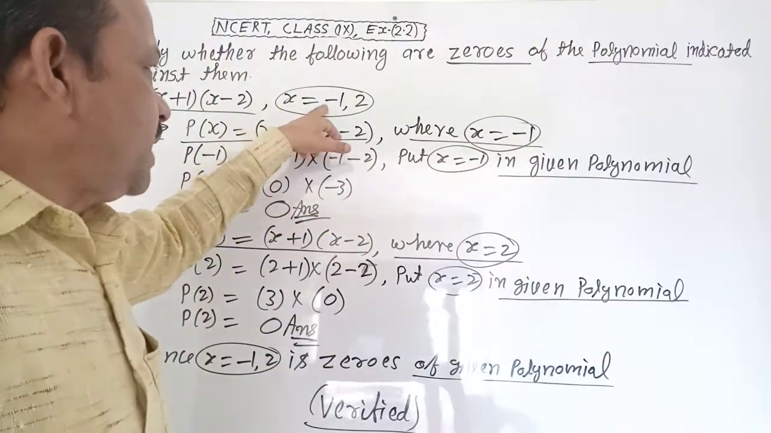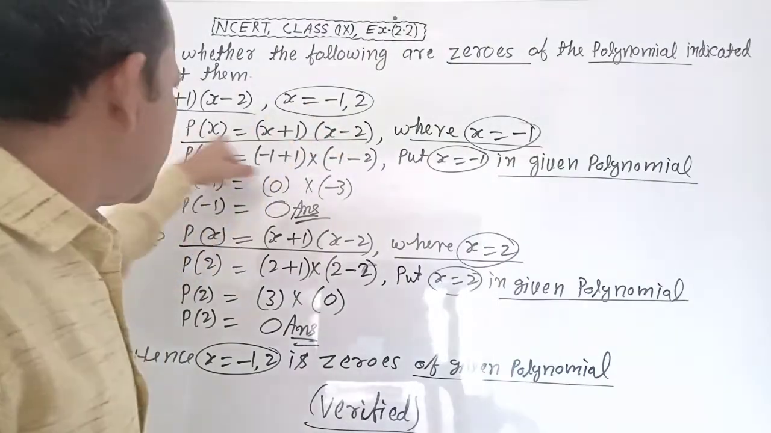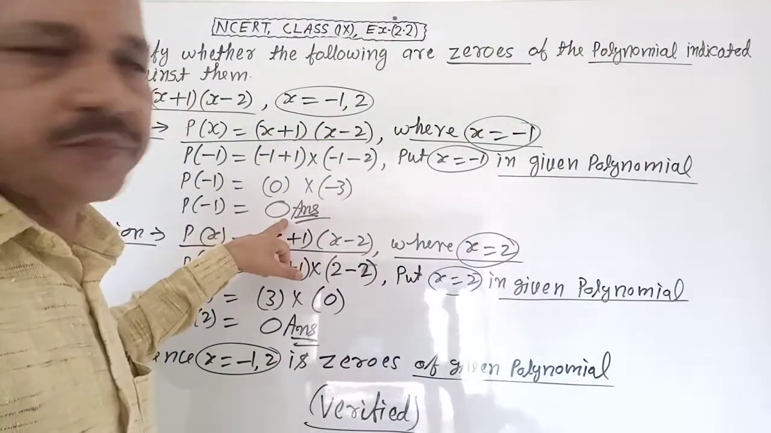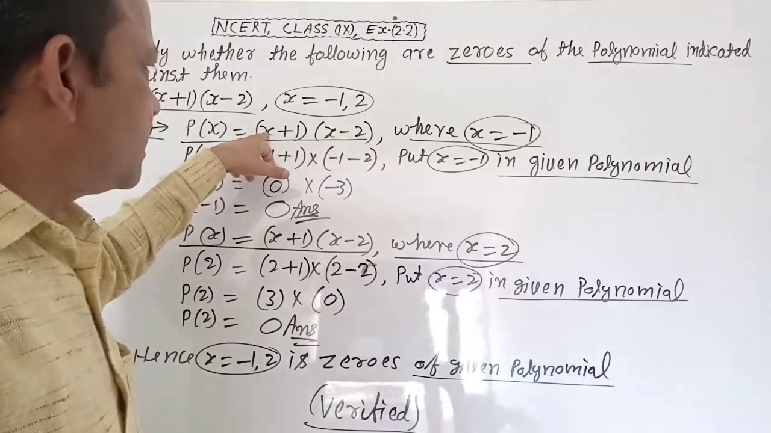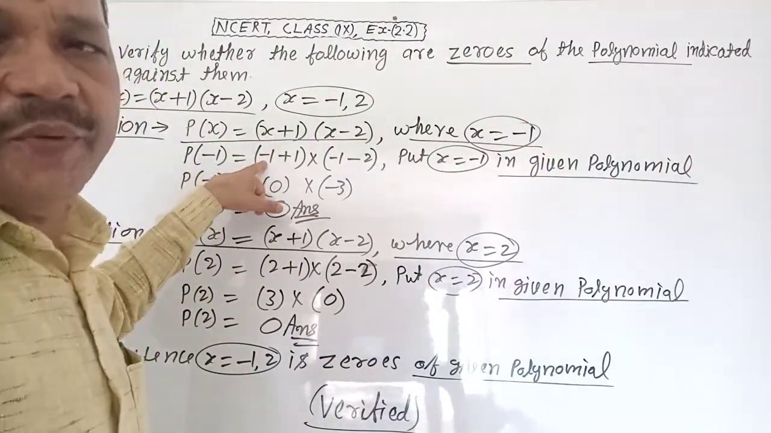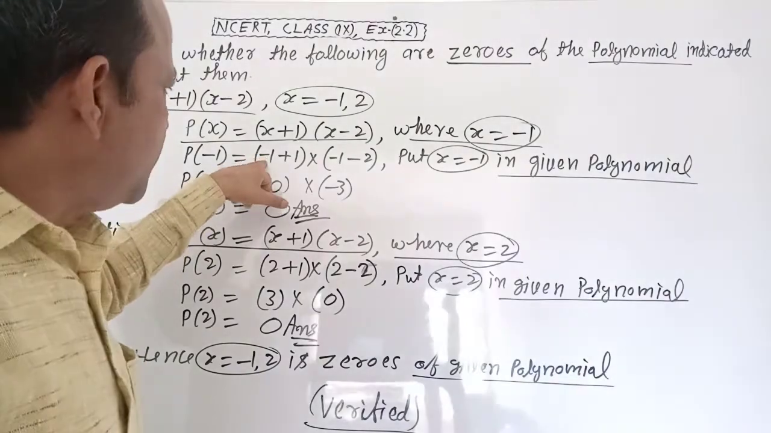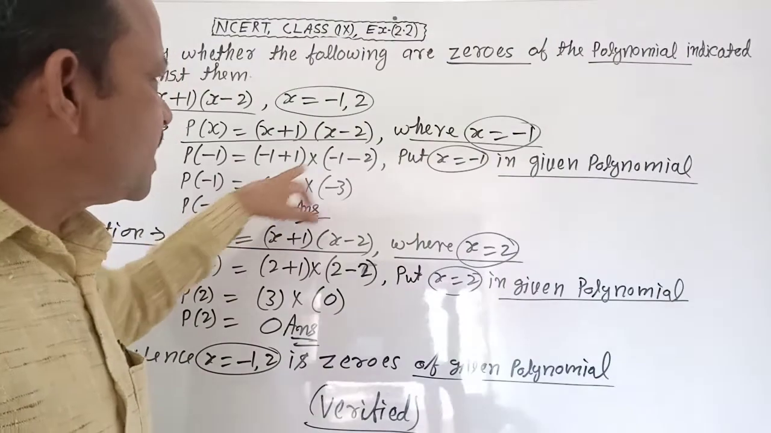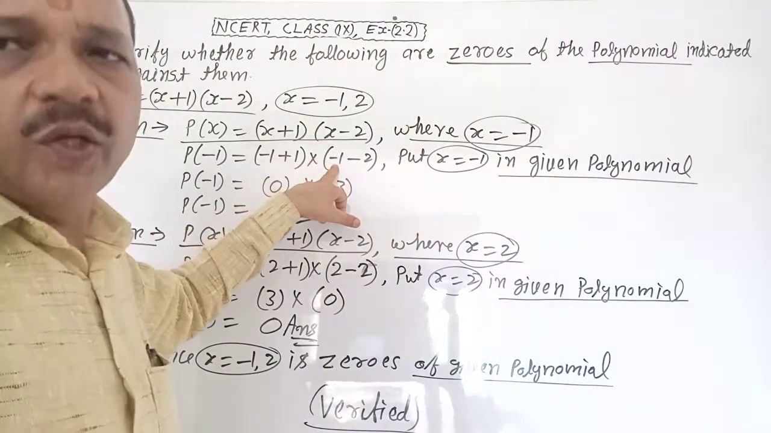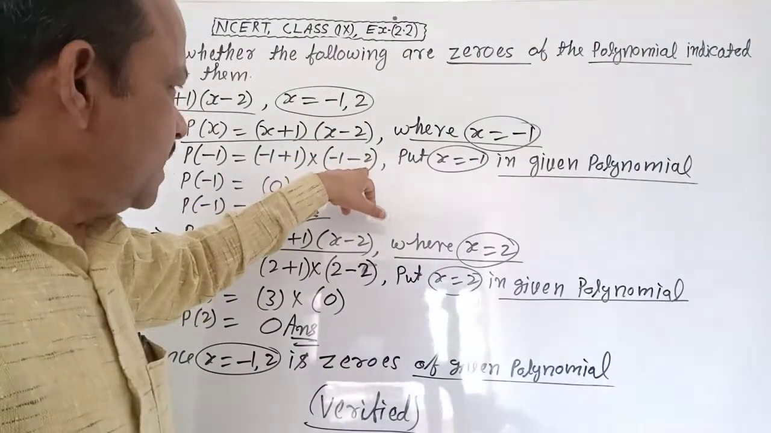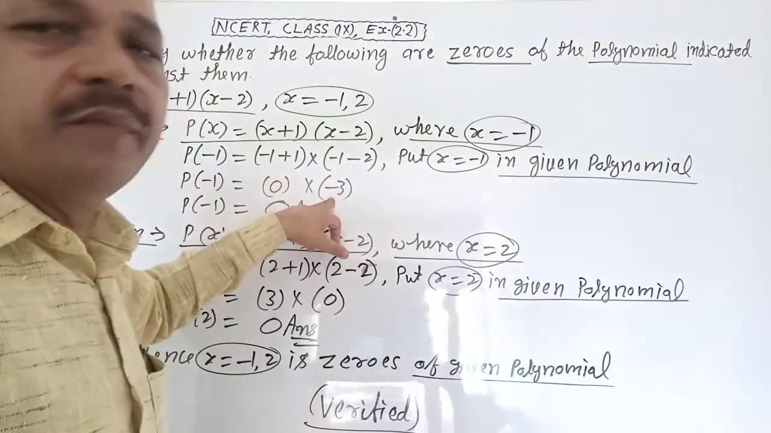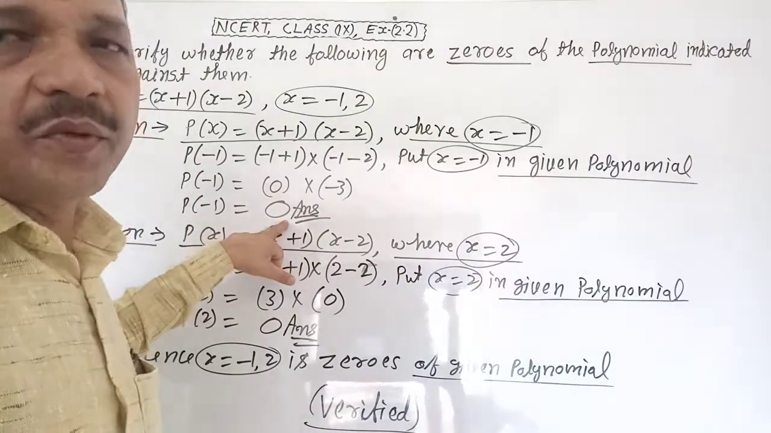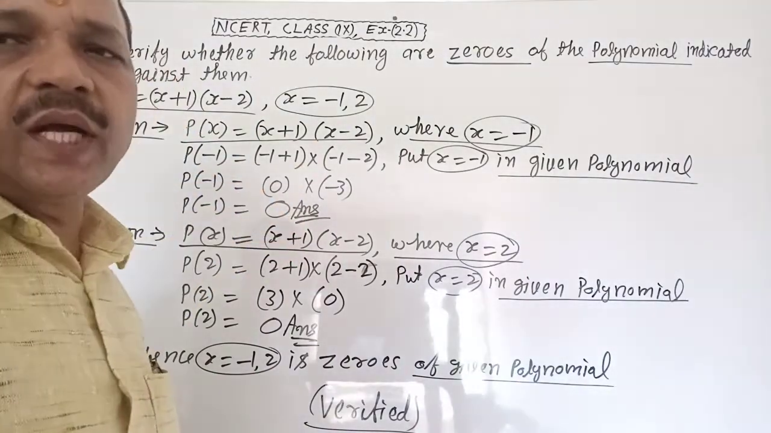First time you put x equals minus 1 in the given polynomial, you find your answer 0. Value of x is minus 1. It becomes minus 1 and plus 1 becomes 0. Here x equals minus 1, minus 2. Minus 1 minus 2 becomes minus 3. Minus 3 multiplied by 0 becomes 0. In the first step you find your answer 0.